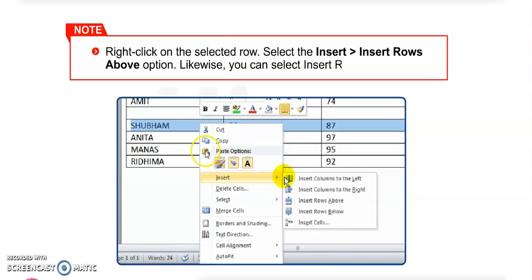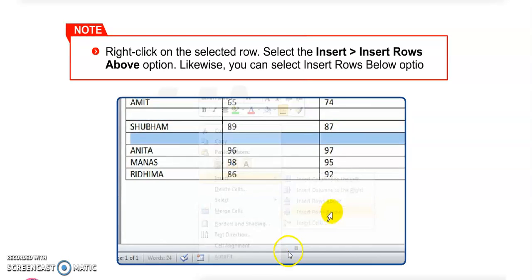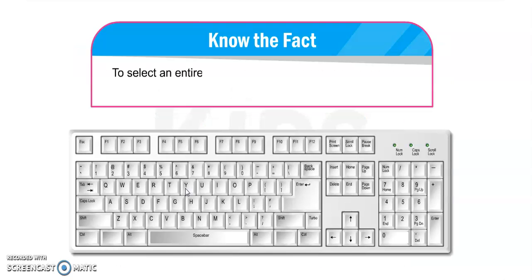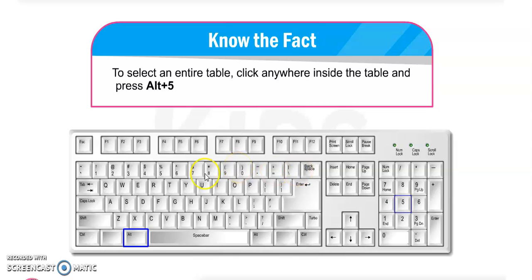Likewise, you can choose the Insert Rows Below option. Like this you can insert a row below the selected row. To select an entire table, click anywhere inside the table and press Alt plus F key on the numeric pad.